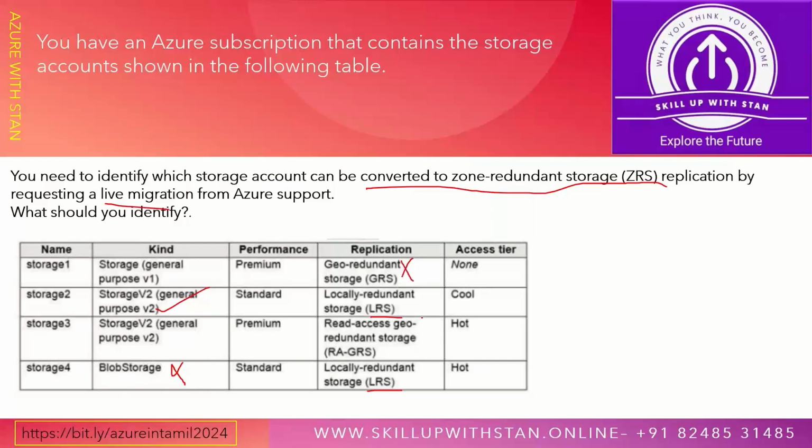These RA-GRS, ZRS, or GRS are one level higher, so you cannot just downgrade them, but you can upgrade them. Especially if you want to upgrade them live, then you need to do it from LRS to ZRS. That is what we had seen in the table, right? Only LRS, and that too, the LRS standard version 2 is the one that supports the upgrade.